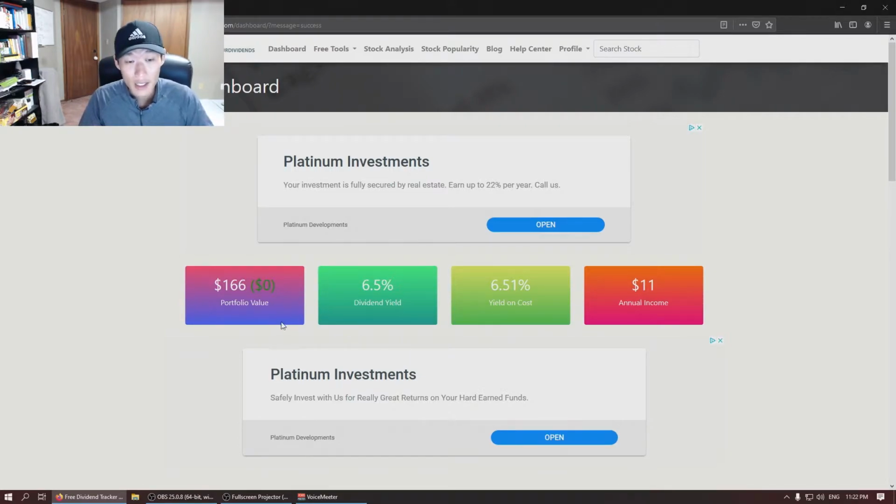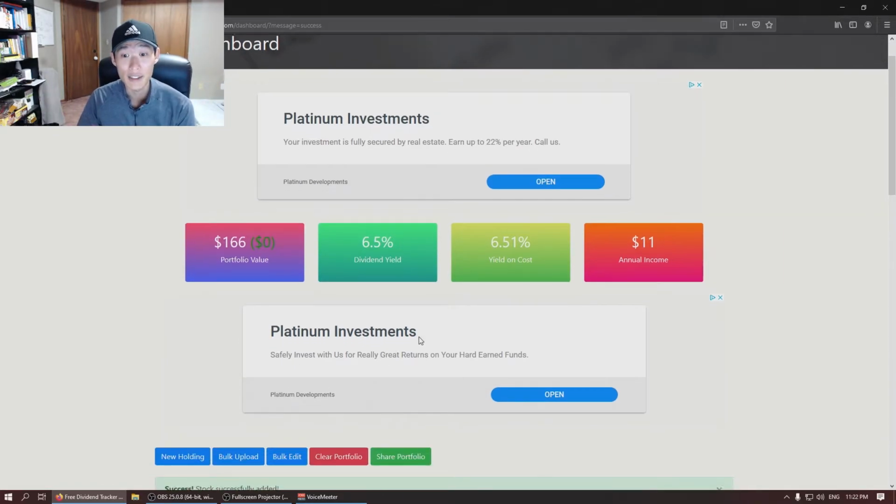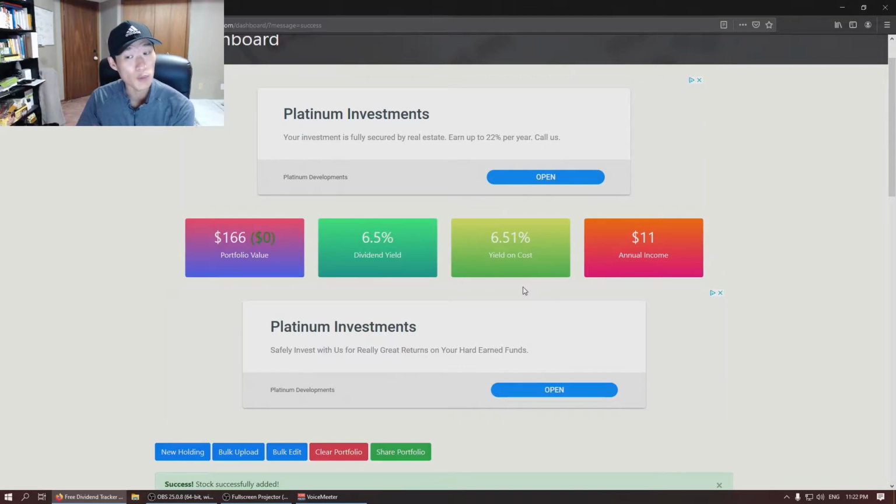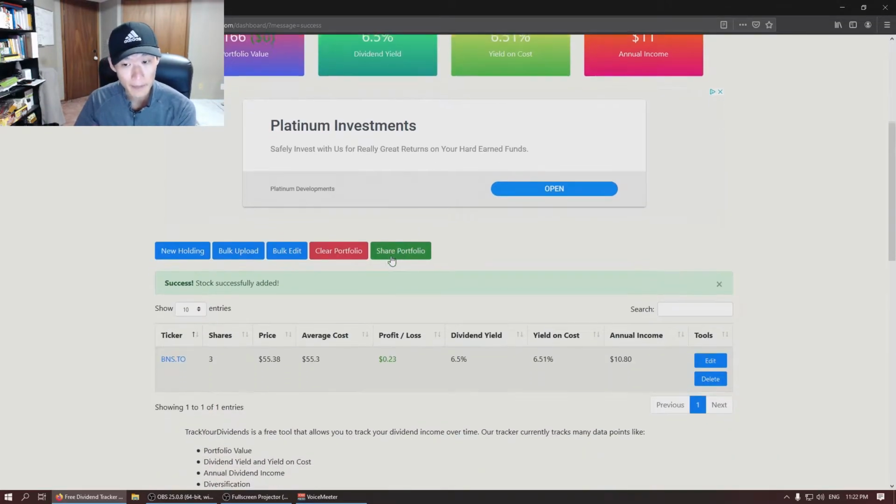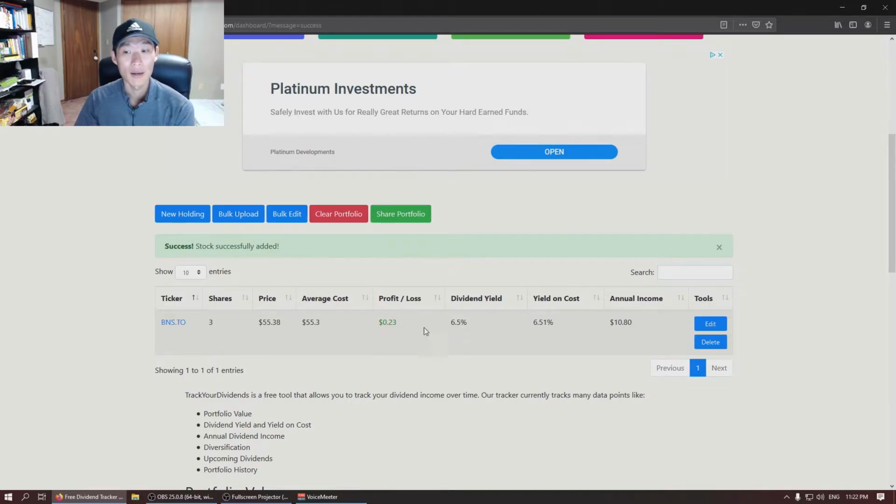Portfolio value is $166. Our dividend yield is still 6.5, based on the price of the stock today versus the yield, so the dividend to the share price. And our yield on cost is 6.51, which is higher than 6.5, and I'll talk about that. Annual income has now increased to $11 annually, so don't forget the annual part. Okay, so that changed everything, adding the 3 shares of the same stock.